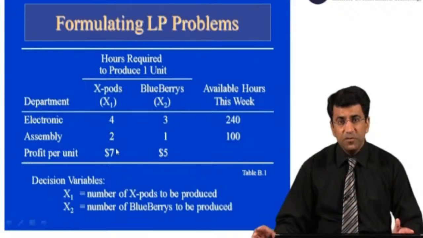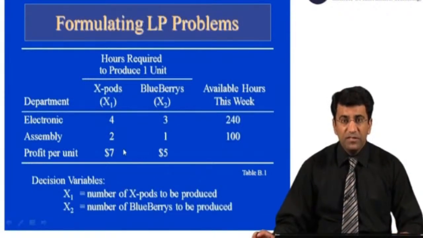If you produce a total of x1 products, the number of x1 products produced, then the total assembly hours for this particular case will be 2x1, and for this product in the same way will be 1x2. So the total assembly hours used for the production of x1 products of exports and x2 quantity of blueberries will be 2x1 plus 1x2, and that should be again less than or equal to 100. So this is the way we will have to identify our objective function.